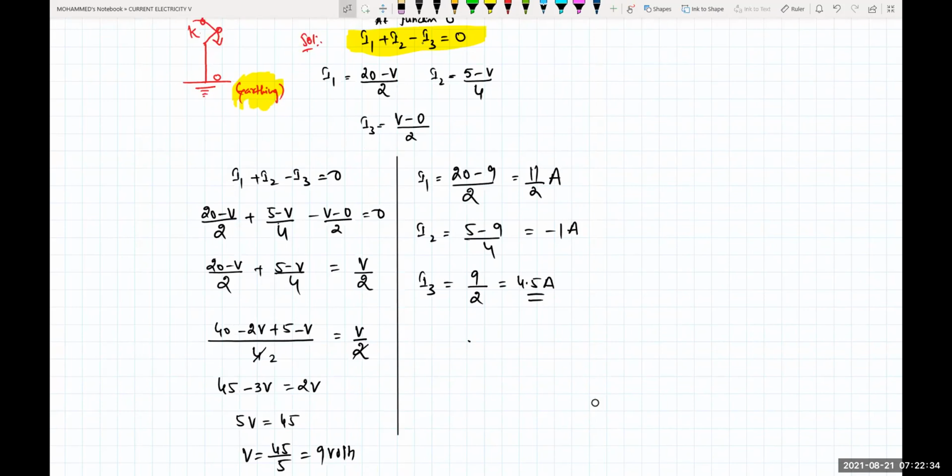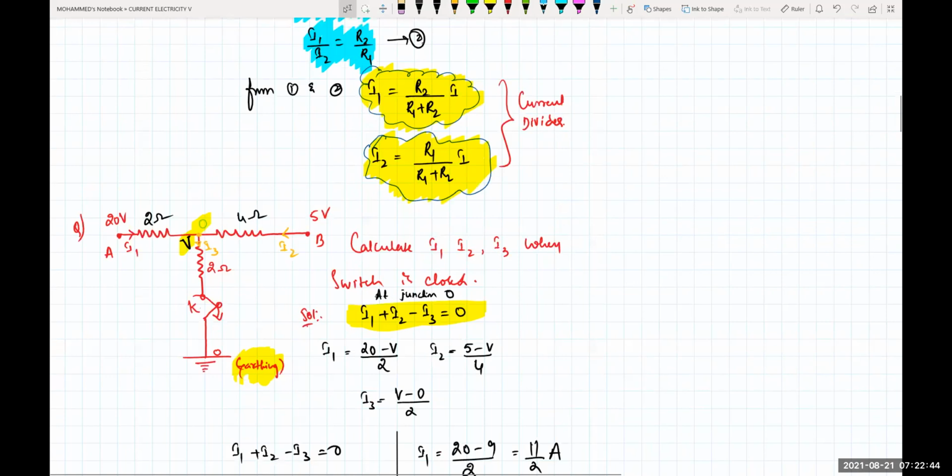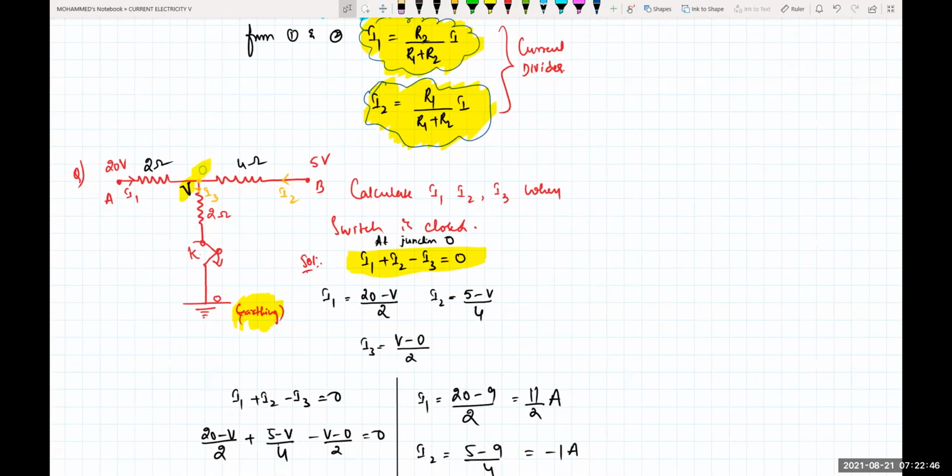I1 is equals to 20 minus V. V is how much for me? 9. So it is 20 minus 9 divided by 2, 11 by 2. I2 is equals to 5 minus 9 divided by 4. That means I2 is equals to minus 1. I2 is equals to minus 1, which means whatever direction we have assumed is wrong. That means the current should be going from O to B, but not from B to A.